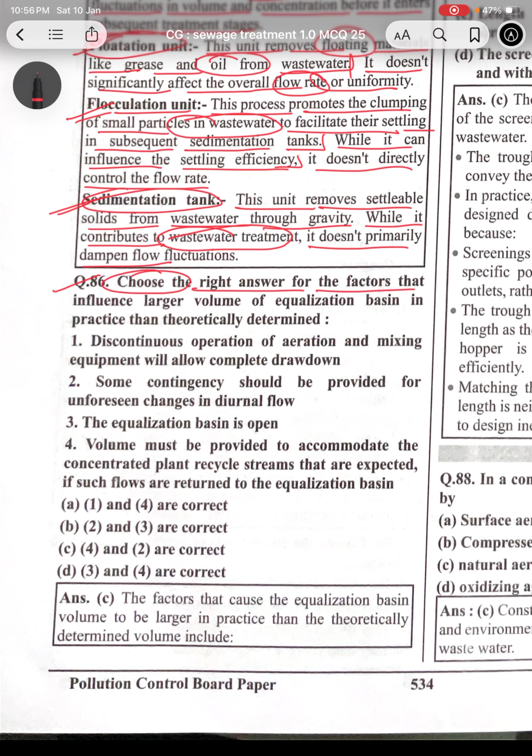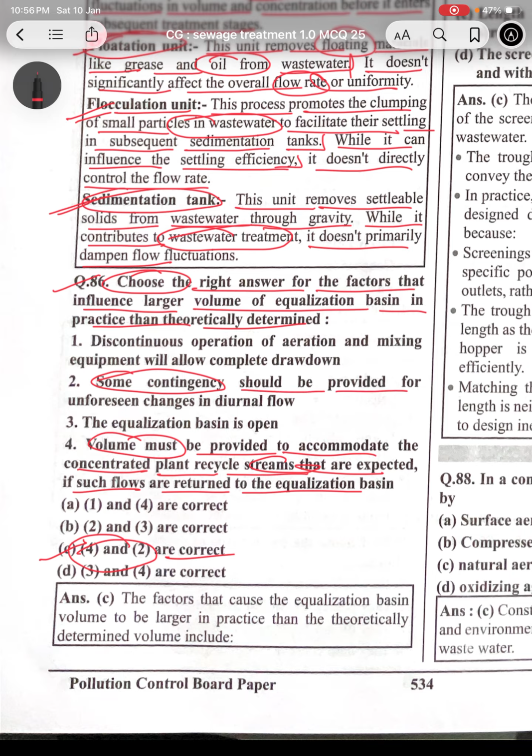Choose the right answer from the factors that cause the volume of an equalization basin to be larger in practice than theoretically determined. That is C, 4 and 2 are correct. Volume must be provided to accommodate the concentrated plant recycle streams that are expected, such as flow returned to the equalization basin. Some contingency should be provided for unforeseen changes in diurnal flow.